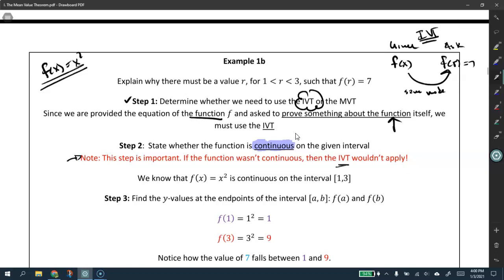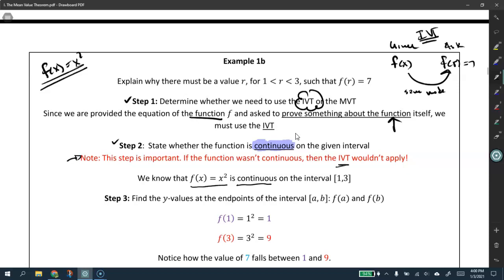So we state that f of x equals x squared is continuous, and so then we are done with step 2 and we move over to step 3. Notice how step 1 and step 2 aren't necessarily doing any actual writing or work. It's just you glancing at the function and making sure that you're using the proper theorem, and then accordingly the proper precondition. So the IVT uses the condition of continuity, whereas the MVT uses the precondition of differentiability.